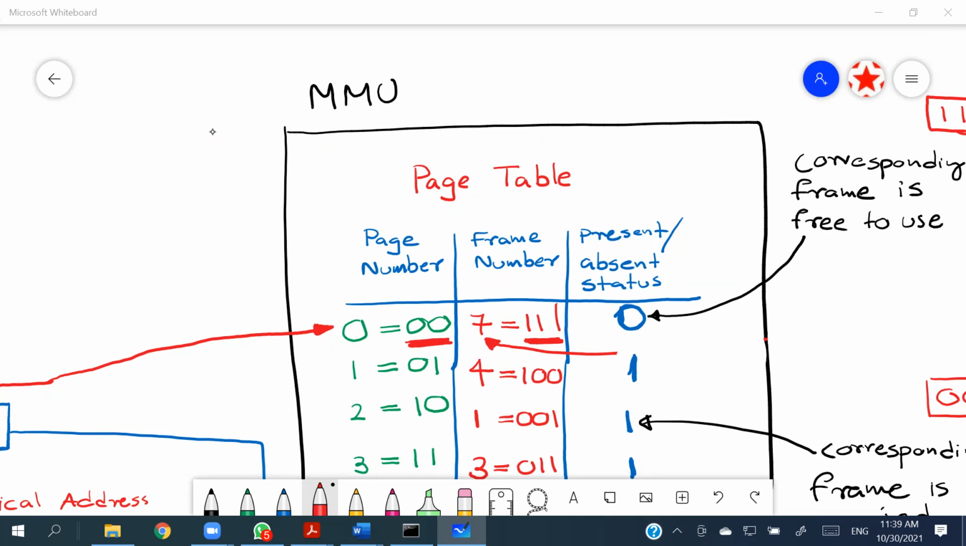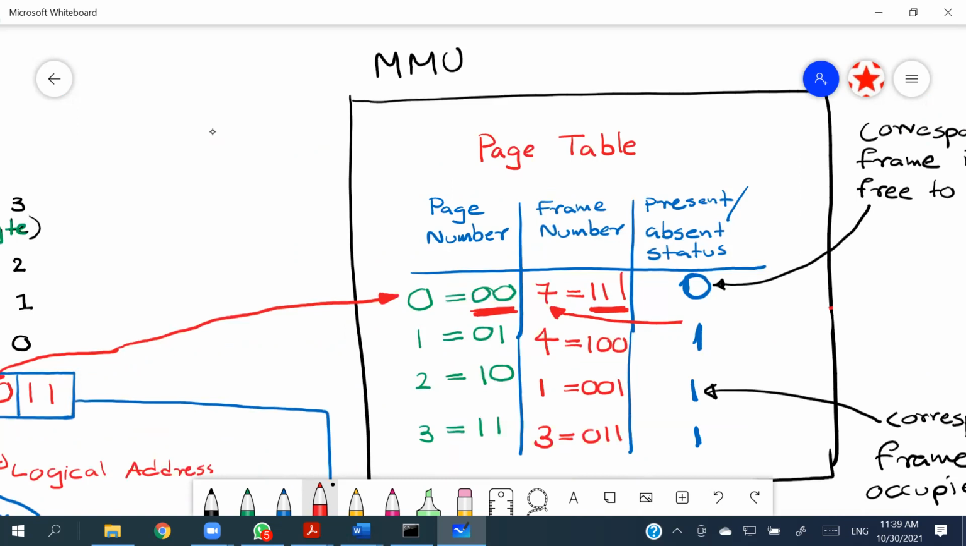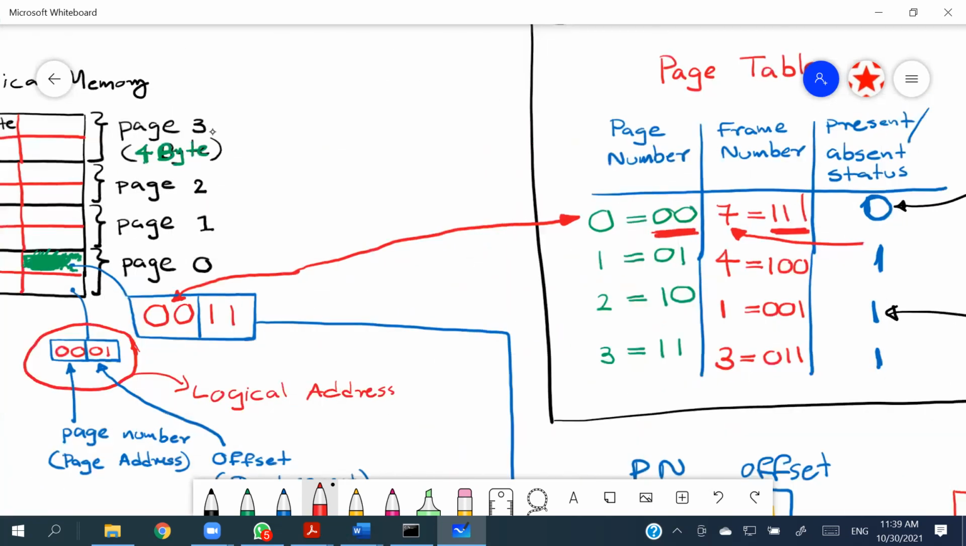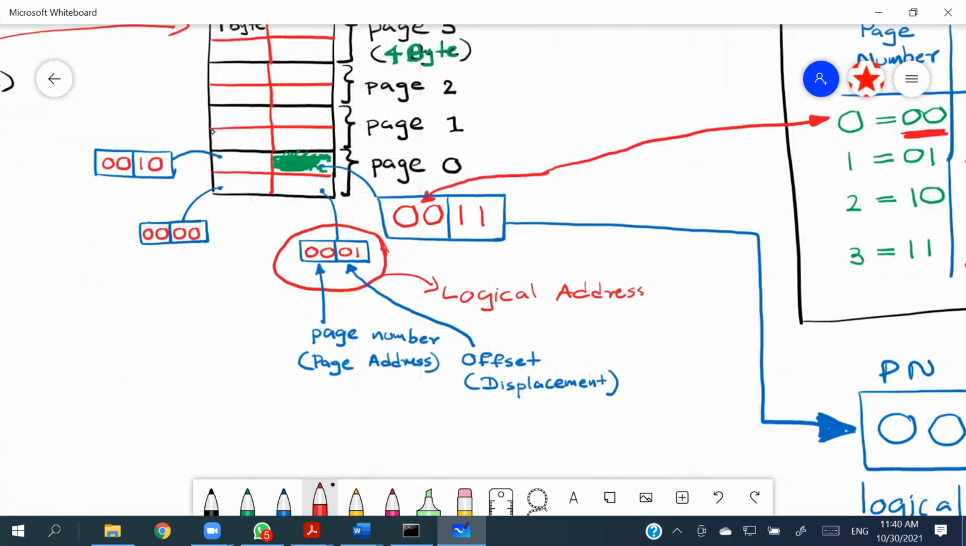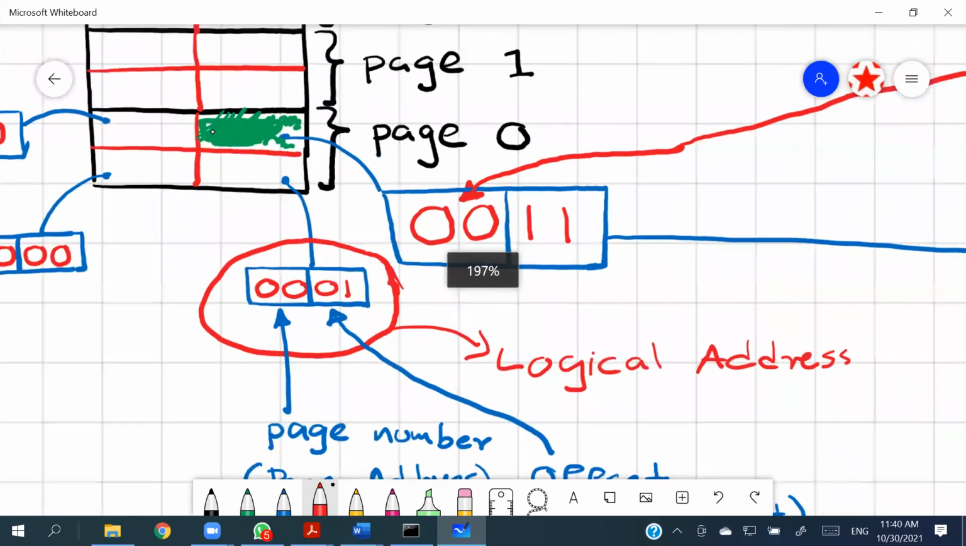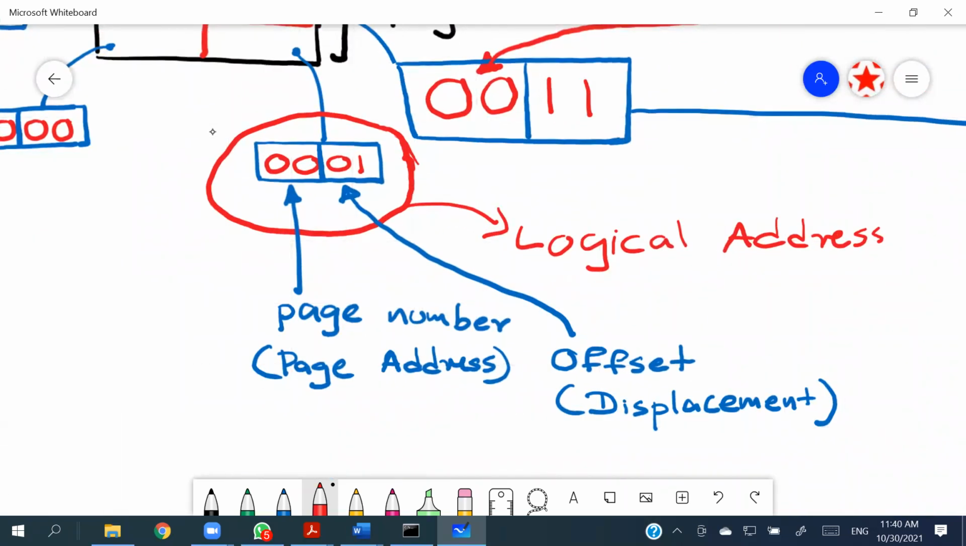Right, so the memory management unit is a physical device, it's hardware which contains a component called the page table. The page table has many columns, but we concentrate on these three columns, which indicate the page number, the frame number, and the present/absent status. Right, so this page number refers to the page number of the logical address. Now, where does the page number come from in the logical address? I told you a particular logical address can be divided into two parts, which we call the page number and the offset. So the left-hand side portion is called the page number, sometimes called the page address. And the right-hand side portion is called the offset, and sometimes it's called the displacement, right?